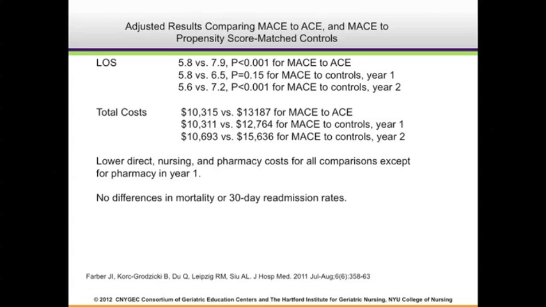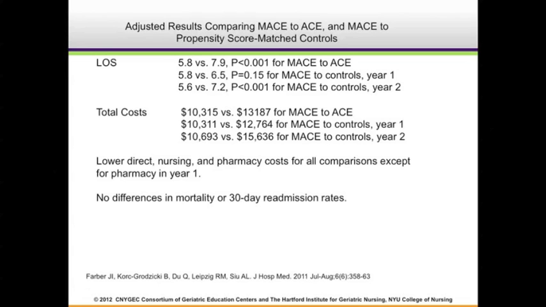And then what did we find? Well, in short, we found a very significant reduction in length of stay. If you look at the first comparison, where we looked at the first year of MACE compared to the previous year, we had a 5.8 adjusted length of stay compared to a 7.9 adjusted length of stay. In year one, the reduction in length of stay was not significant, but in year two, it was.